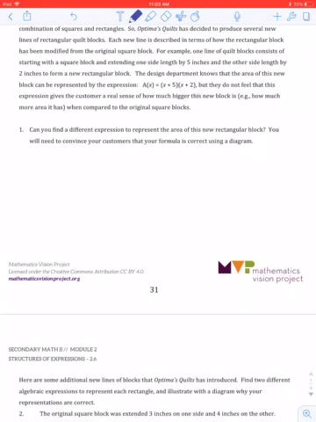Number 1, can you find a different expression to represent the area of the new rectangular block? You'll need to convince your customers with a formula and a diagram.